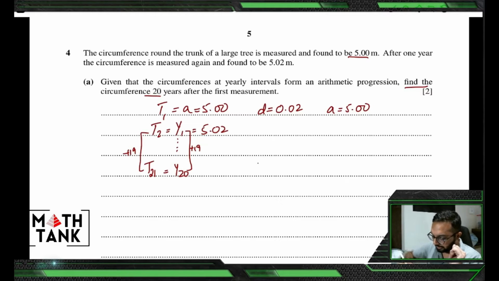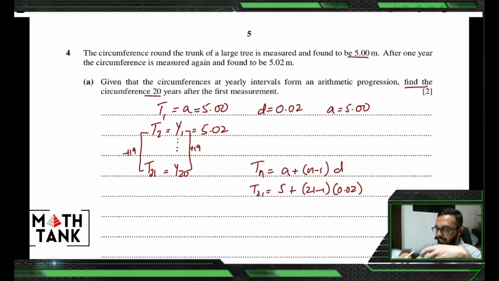So what I'm going to do is, the term formula is a plus n minus 1 times d. So I'm going to write that it's term number 21. So that's 5 plus 21 minus 1 times 0.02. Because it's year 20, not term 20.